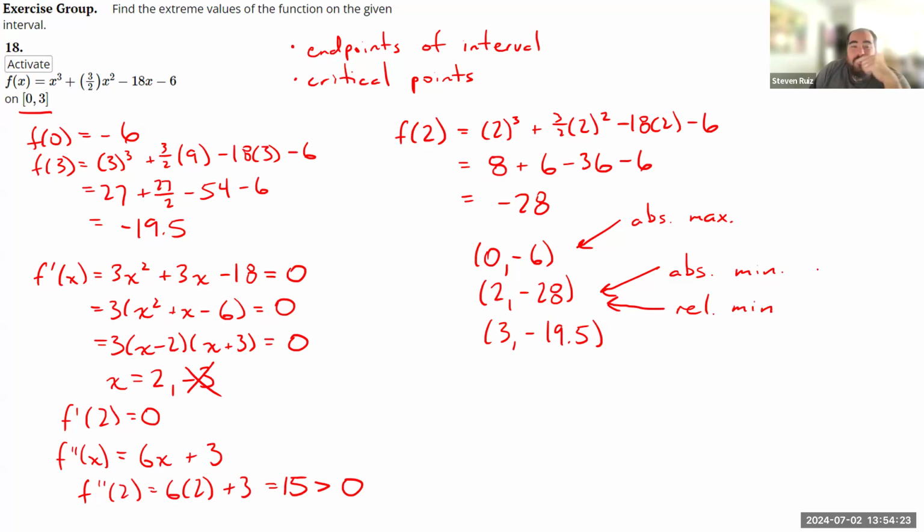That was the only critical value we had. One thing I didn't bring up is that endpoints of the interval and critical points are where absolute extrema might happen. But what about relative extrema? Those only happen at critical points. We only found one critical point, and we've already designated it as a relative minimum. So we have no relative maximum points on this interval.